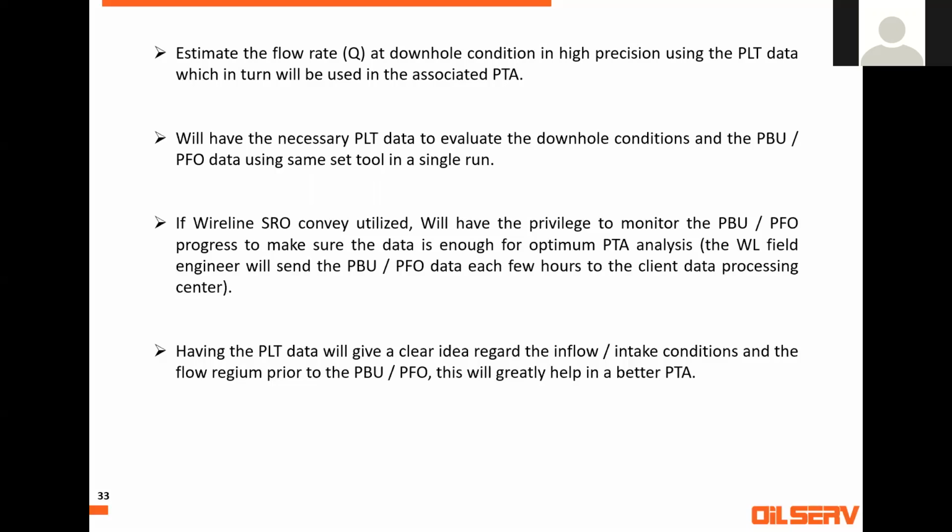Sometimes the result of PTA is ambiguous. So in this case, after you make your PTA, you start to question what is happening, and you need to go and run a PLT. You need to ask the wireline company to make a PLT run. You need to pay for rig up, for mobilization, for everything. Even you can't do that in the first place.